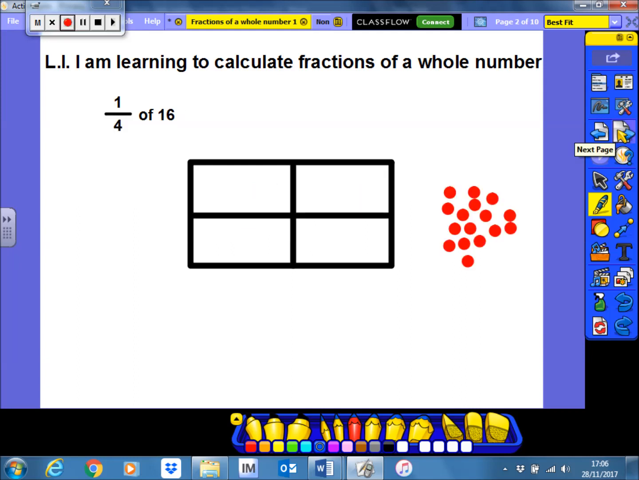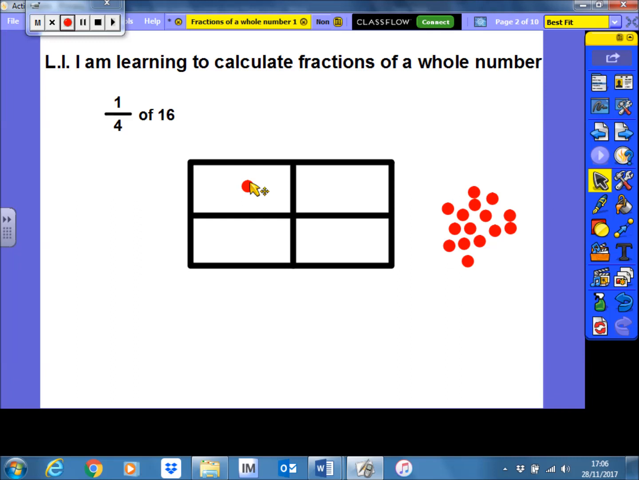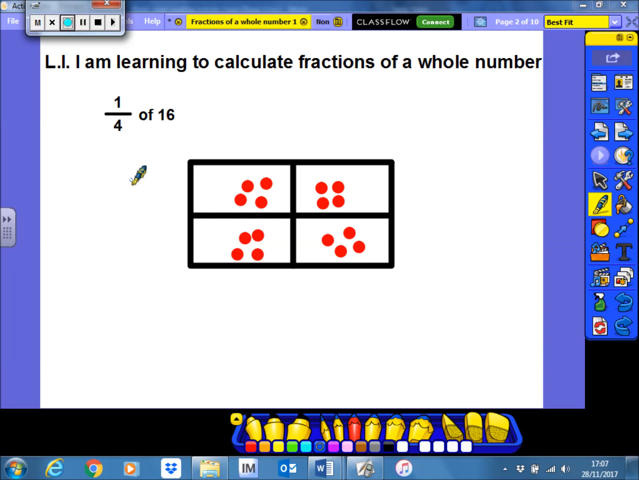Now, in this example, we're being asked to split it into 4 equal groups. We're being asked what a quarter of 16 is. Again, we can follow exactly the same method, exactly the same procedure, sharing these counters out equally between these 4 groups. And in this case, we can see by the time we've shared those counters out into those 4 equal groups, we have 4 in each group.